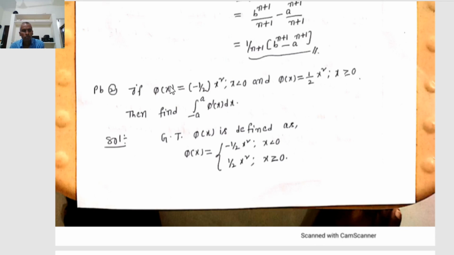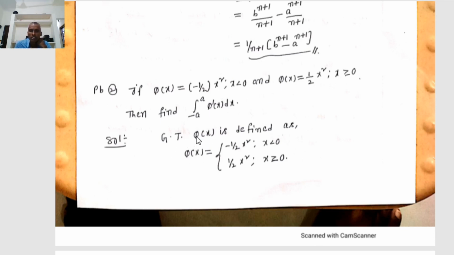If the function phi of x equals minus 1 by 2 into x square such that x less than 0, and phi of x equals 1 by 2 x square such that x greater than or equal to 0, then find integration minus a to a phi dash of x into dx.